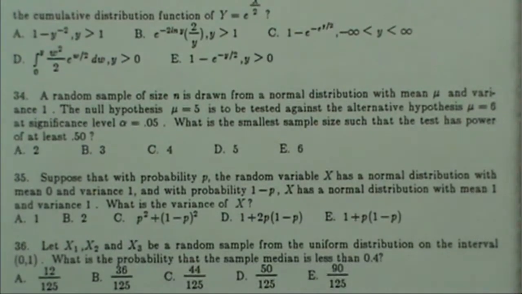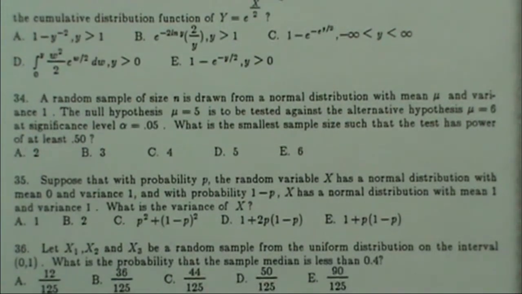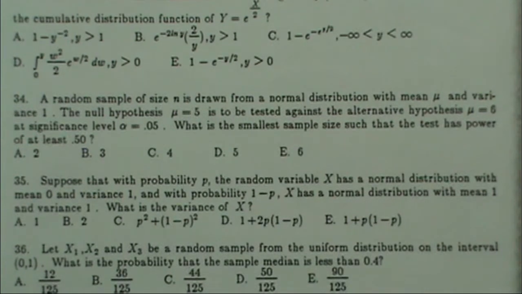Number 34. If a random sample of size n is drawn from a normal distribution with mean mu and variance 1, the null hypothesis mu equal to 5 is to be tested against the alternative hypothesis mu is equal to 6 at the significance level of alpha equal to 0.05. What is the smallest sample size such that the test has power of at least 50%?